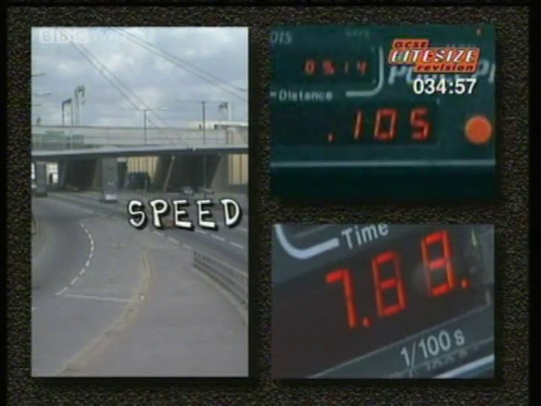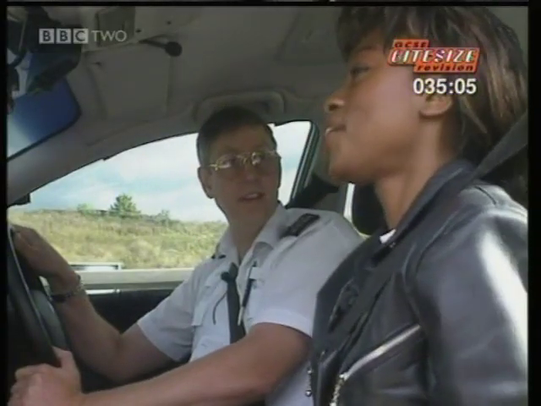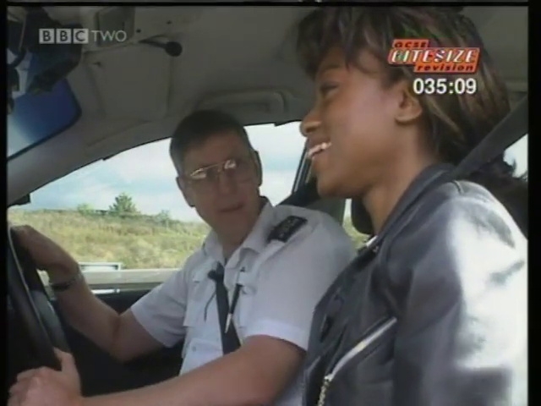Now, to get the speed, all I have to do is divide the distance by the time the car takes to cover it. Luckily, the computer does that for me. 49.93. Oh, you were lucky. Just within the limit by 0.7 of a mile an hour. You were lucky.